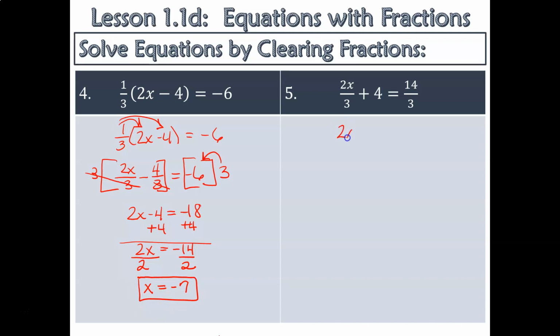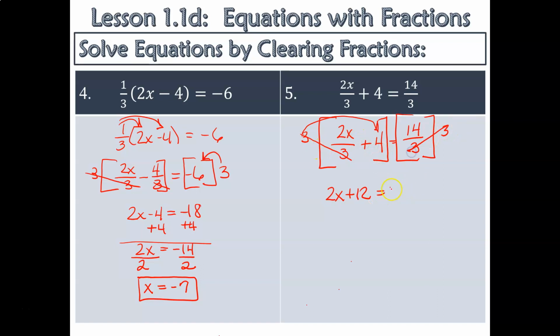Alrighty, let me copy number 5 down. 2x divided by 3 plus 4 equals 14 divided by 3. So again, I'm going to multiply everything by that 3, that denominator, so I get rid of it. So I'm going to cancel that, but you still have to multiply the 3 by the constant. So I have 2x plus 12. That's an easy thing to forget. If it's not a fraction, you have to multiply it by the 3. And then I have 14 on this side because the denominator is canceled.